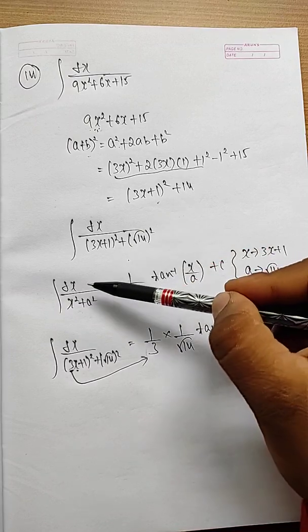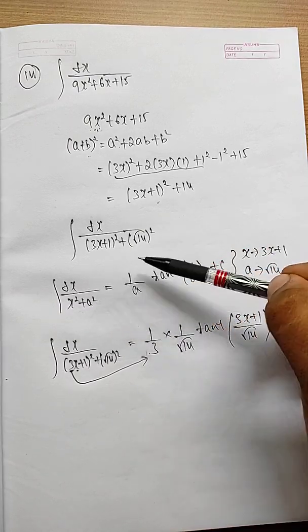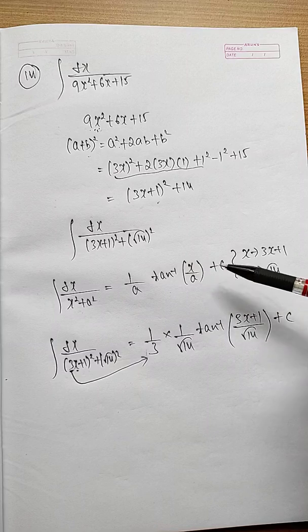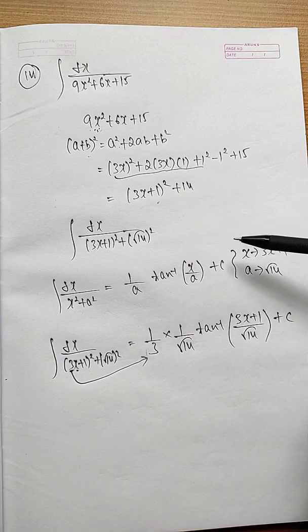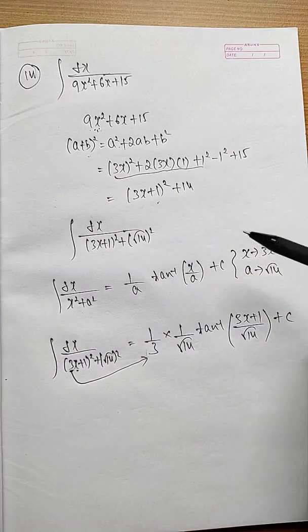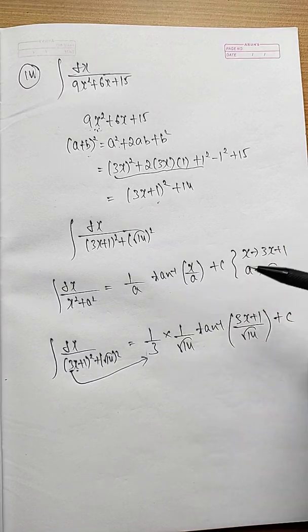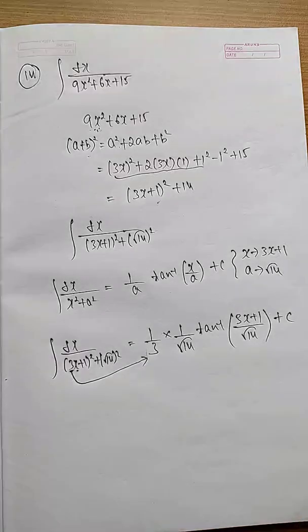Now it is in the form of integration of dx by x square plus a square is 1 by a tan inverse x by a plus c. Here x is replaced as 3x plus 1, a is replaced as root 14. On the integration, if any x coefficient exists, write the x coefficient in the denominator. Is it okay? Is it clear?